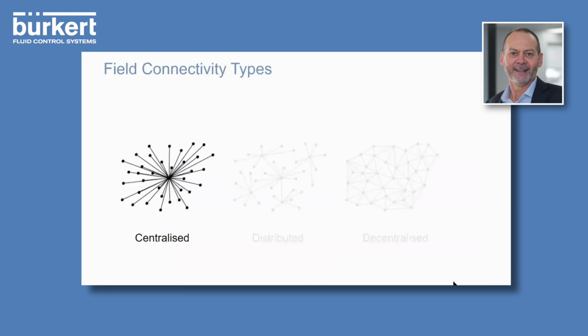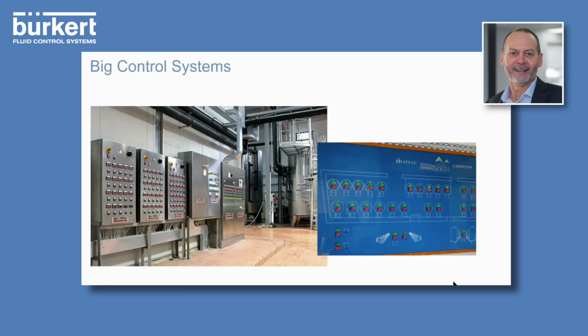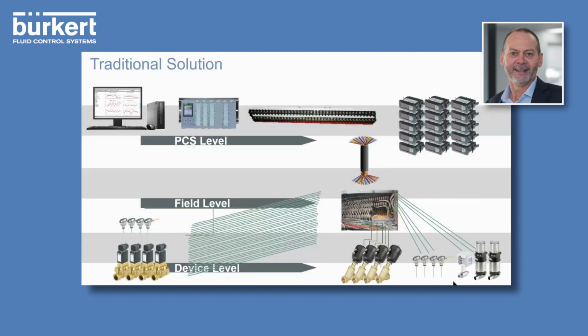Let's look at centralized. You may recognize some of these systems in wineries where everything was brought back to a central point. Systems were engineered not to be changed, just to be run. This always led to high complexity, whether using temperature controllers or PLC systems: still a lot of terminations, a lot of cabling, and a lot of work to be done to install such a system.